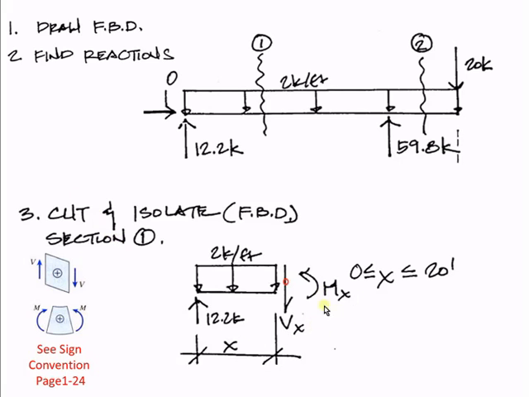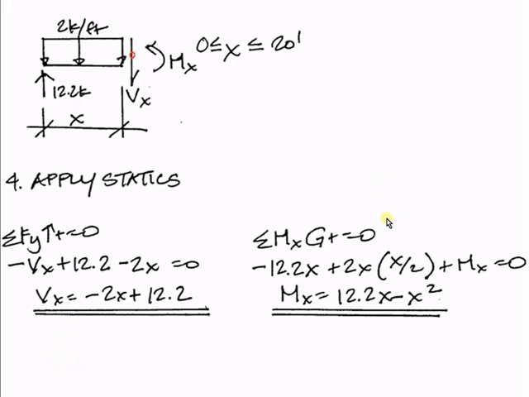Okay, so here we've cut the section and we now have two unknowns and we're calling them Vx. You can think of this as shear as a function of x and our moment as a function of x as well. And so this is only going to be valid for x greater than or equal to 0 and x less than or equal to 20 feet. Okay, and so the equations we're going to develop are going to be true within this region.